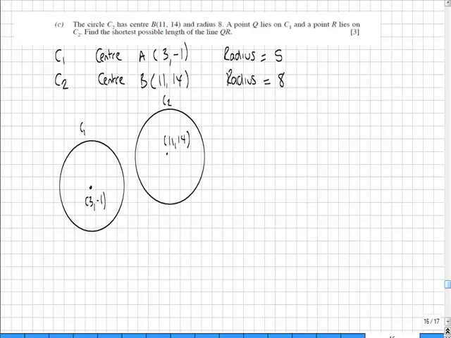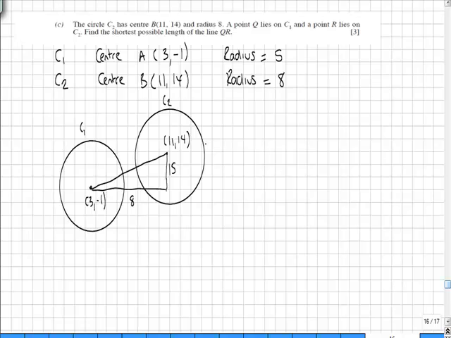What I'm going to do first of all is find the distance between the centres of the two circles, and in doing this we can set up a right angled triangle, horizontal and vertical distances. In horizontal we go from an x-coordinate of 3 to 11, which is a distance of 8, and minus 1 to 14, a distance of 15.